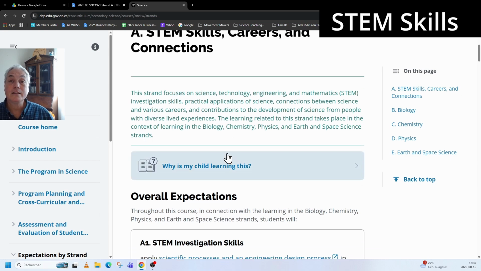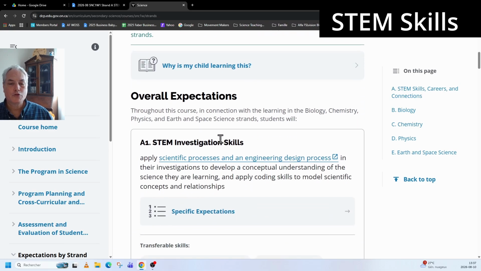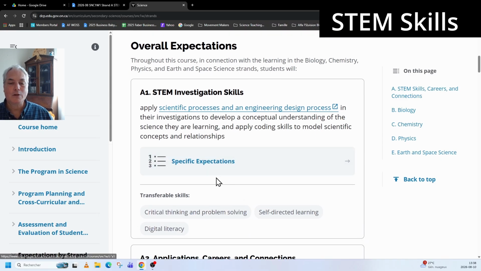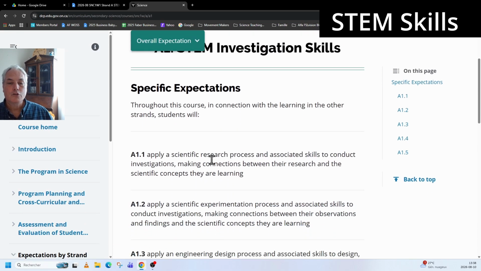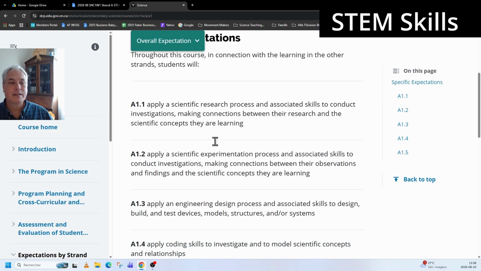So the curriculum works with overall expectations, and it's divided in 2 parts. The first one here is part A1 on STEM investigation skills. So here: apply scientific processes and engineering design process in their investigations to develop a conceptual understanding of the science they are learning, and apply coding skills to model scientific concepts and relationships. So let's see what the specific expectations are here for this first part. So here we're going to look at connections, and it goes like this.